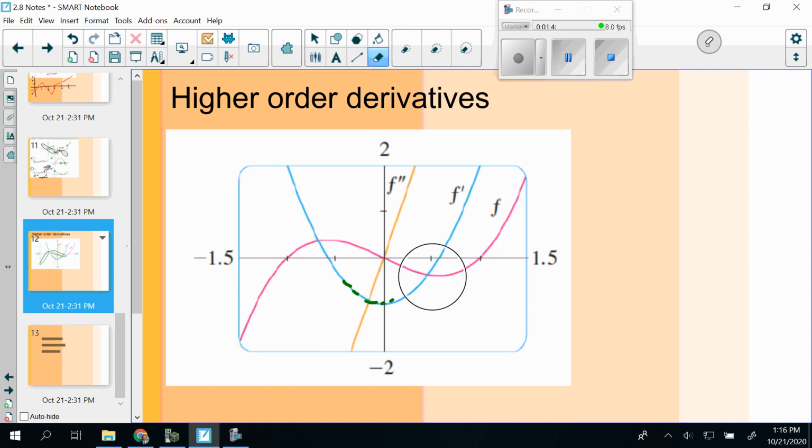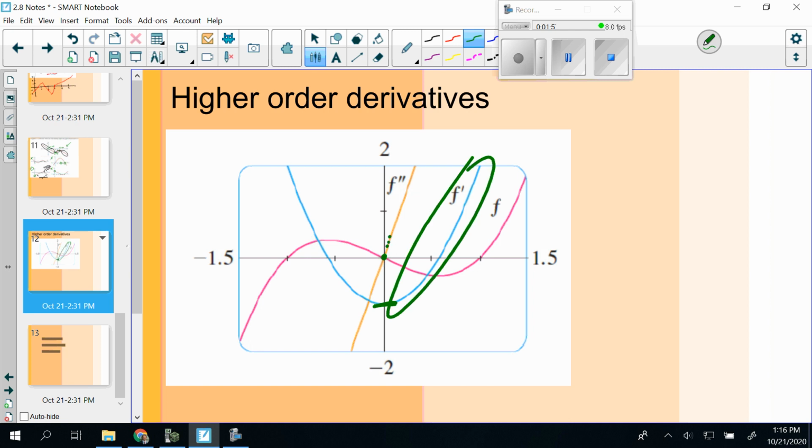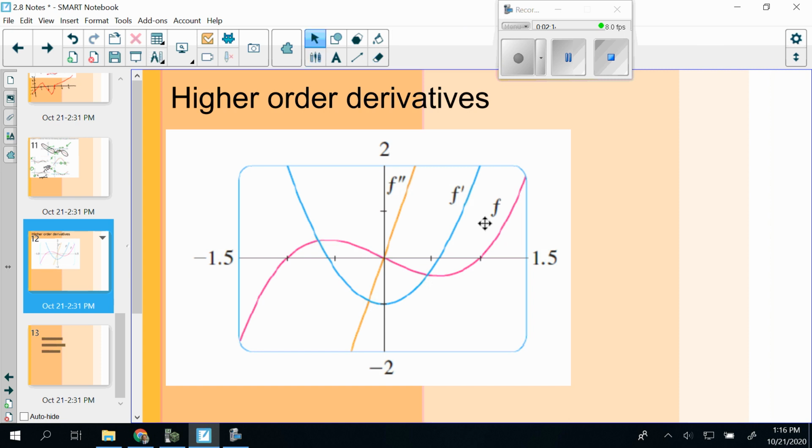Now if you look at the connection between the blue and gold one here, same thing. What's the slope here? 0. What do you have here on that gold graph? A point at 0. All positive slope, we see points above the x-axis. All negative slope, all points here below the x-axis. So you can come up with those derivative graphs from the previous one.